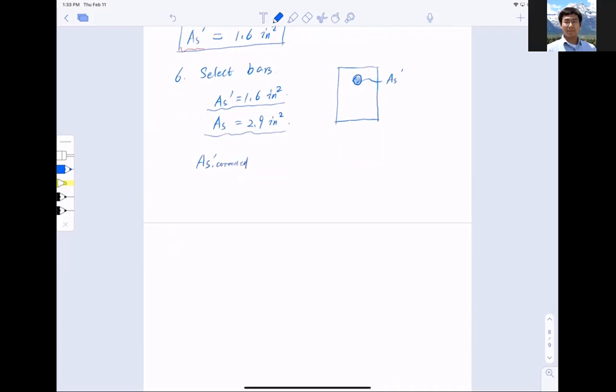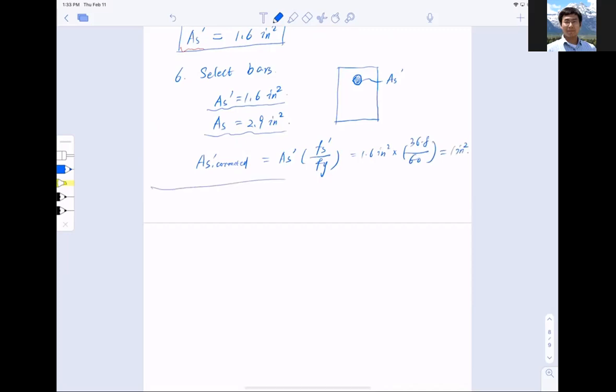Okay, why corrected? Because I need to account for the loss of concrete, which is AS prime multiplied by FS prime divided by FY. That is 1.6 inch squared multiplied by 36.8 KSI divided by 60 KSI. Units cancel, so I got 1 inch squared. Okay, so this is what I have for correction.